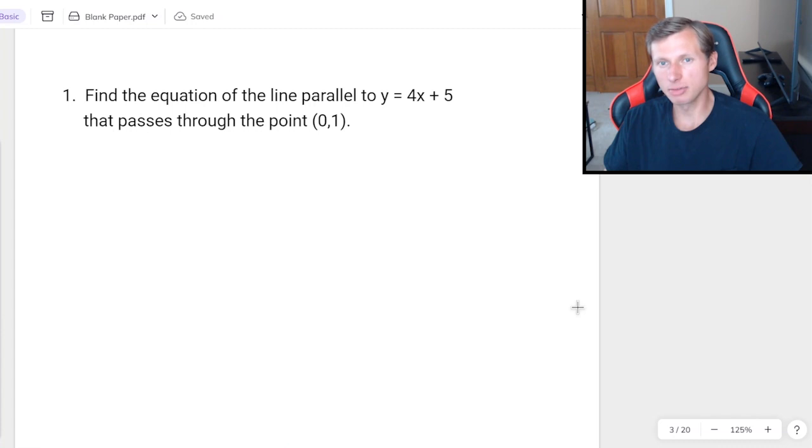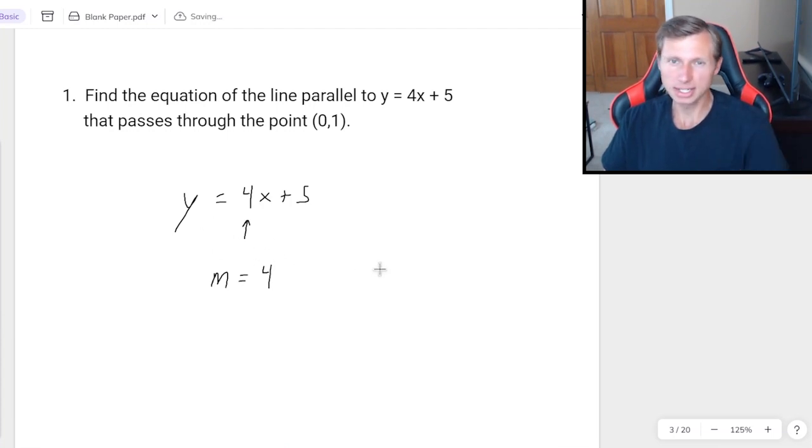Find the equation of the line parallel to y equals 4x plus 5 that passes through the point 0, 1. So first we start with the line they gave us, y equals 4x plus 5. The only thing I need from this equation is the slope, which is 4. So we would say m equals 4, and now I am done with this equation. I do not need the plus 5, I just needed that 4.